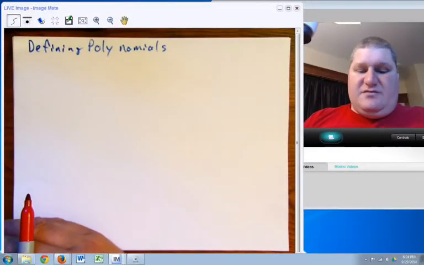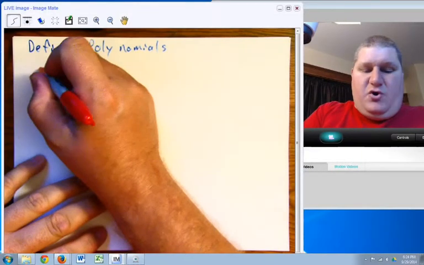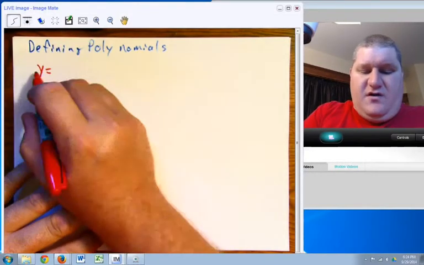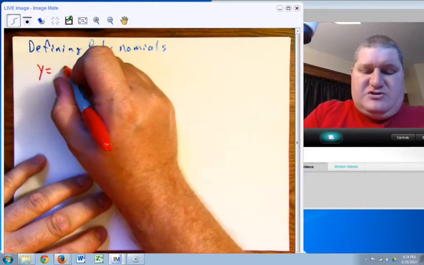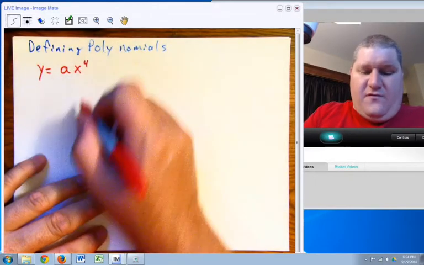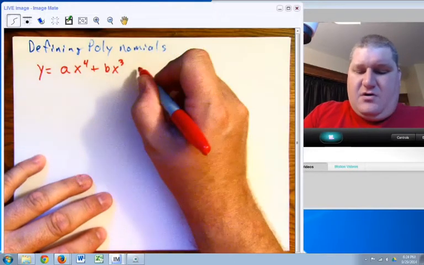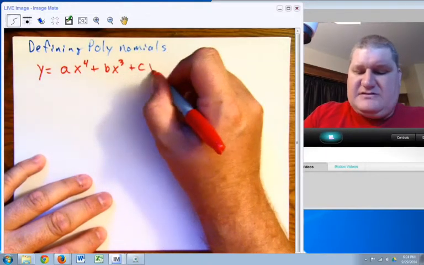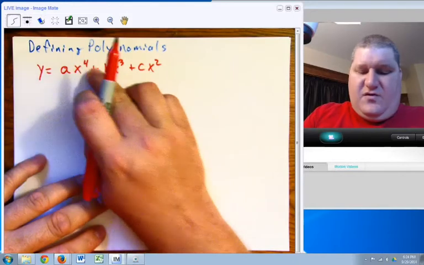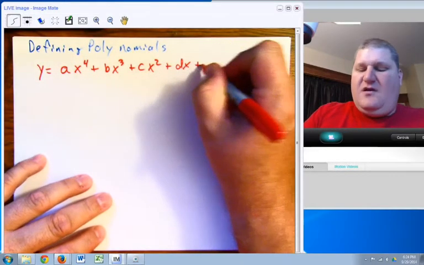Okay, ladies and gentlemen, let's talk about defining polynomials. Anytime I have a polynomial, that means I'm going to have some sort of function equals ax to some value, let's say 4, for example. And each of the succeeding powers is going to be a power less. So ax to the fourth plus bx cubed plus cx squared plus dx plus e.